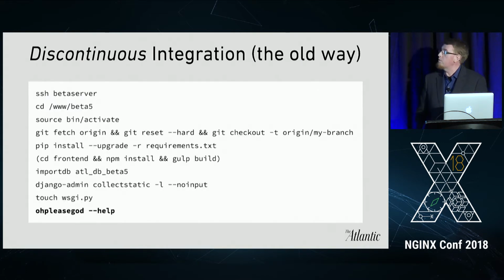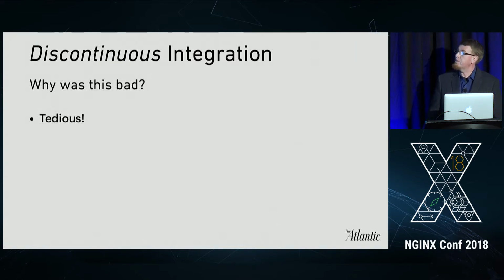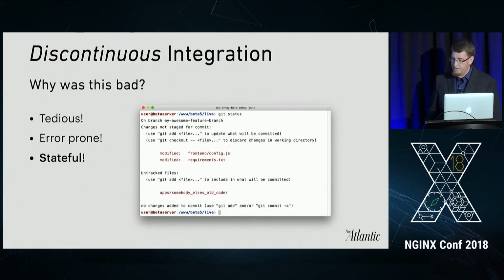The old way we'd stage code for QA was a manual process. Choose between 10 pre-configured environments, SSH into a beta server that already has code on it, update that environment, update an out-of-date database, restart the uWSGI process, and hope everything turns out okay. Why was this bad? It was tedious. It was error-prone, and it was stateful. Developers would often get into a situation where they needed to completely wipe out the environment and recreate from scratch. And if someone had left uncommitted code, they'd be staging something grossly out of date.